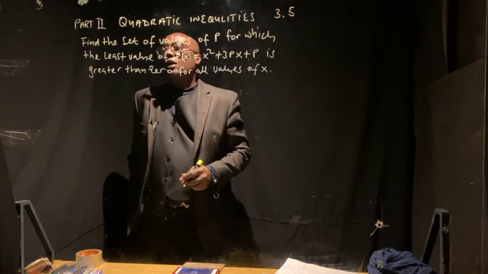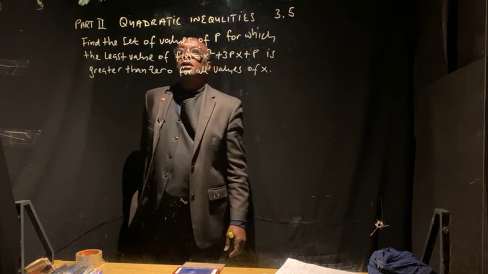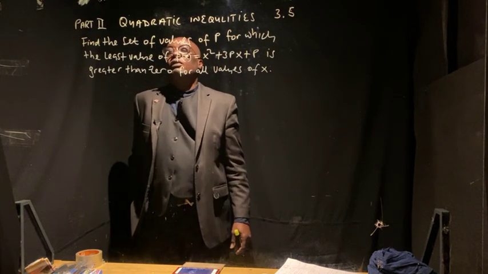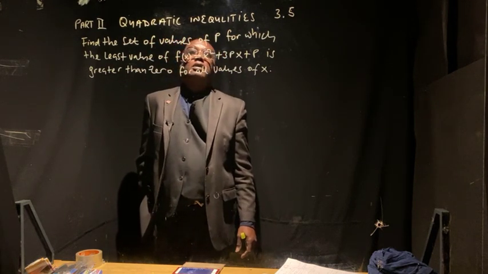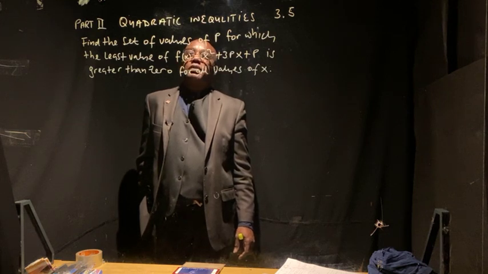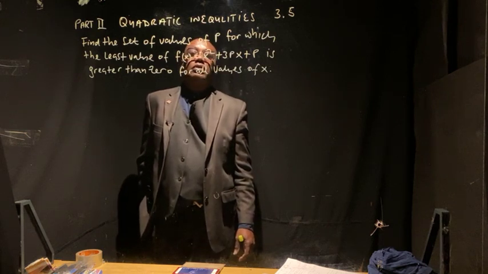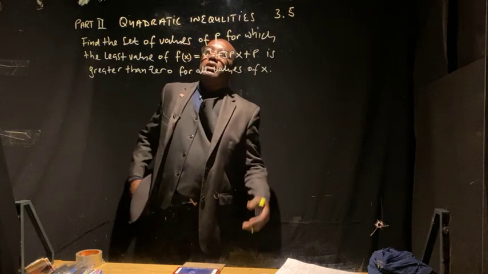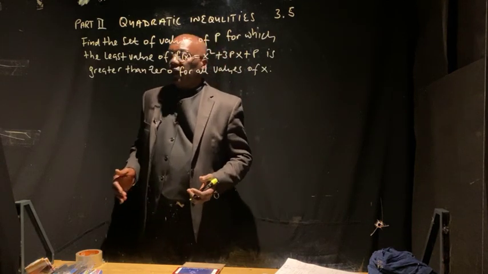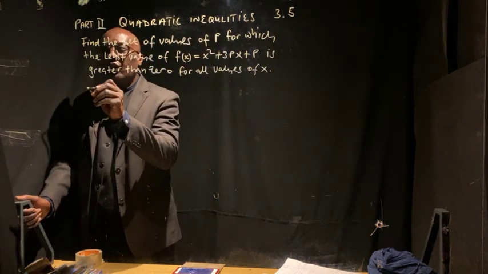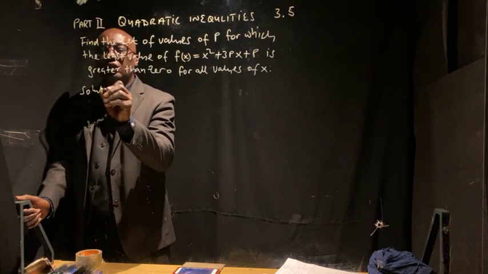Very good. Here's the question that says: find the set of values of p for which the least value of f of x equals x squared plus 3px plus p is greater than 0 for all values of x. What's the meaning of this phraseology? It is not a big deal at all. Let's start. Solution.